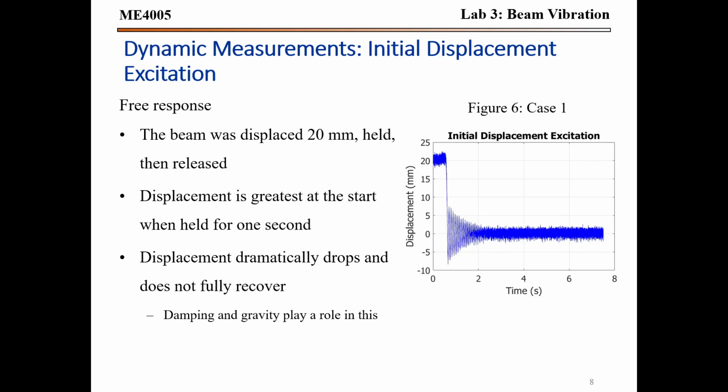So for the first case, the beam is displaced by 20 millimeters and then let go to freely vibrate. We see that unlike a spring, the beam has a sharp drop and does not fully recover. And since this is a beam and it's not a spring, we don't expect it to fully recover, and things like damping and gravity will play a role in this as well.